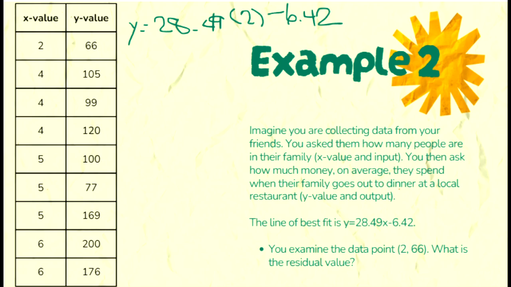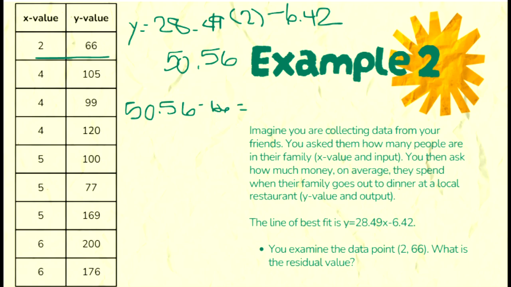28.49 times 2 gives us 56.98. Subtract 6.42, and that gives us 50.56. So what this tells us is that when x is equal to 2, the line of best fit says we should be at 50.56, but our actual value was 66. So to find the residual, we're going to take the expected value, subtract the actual value.